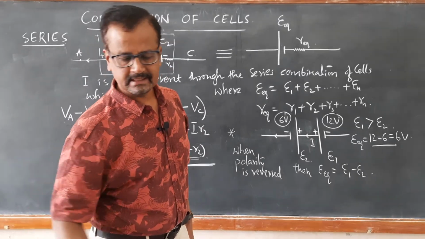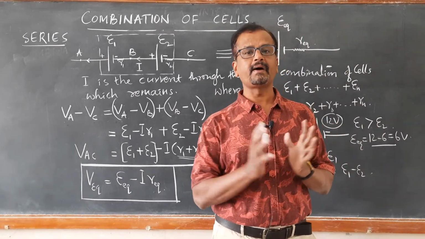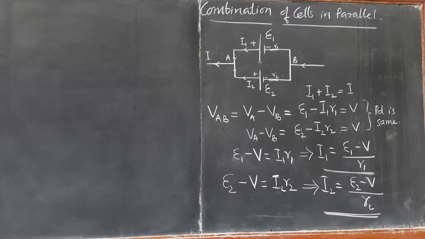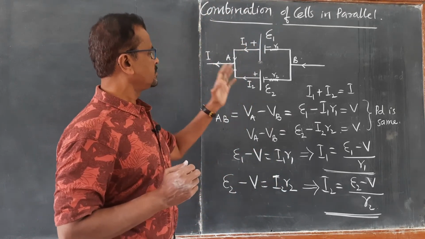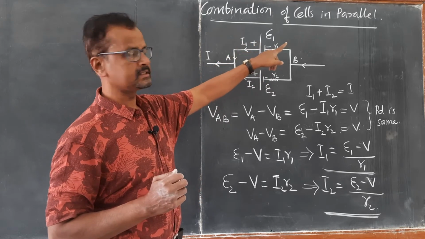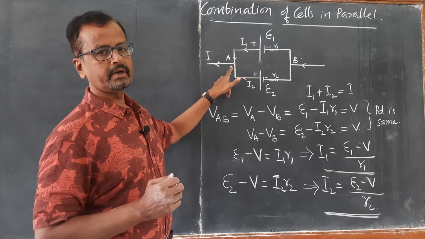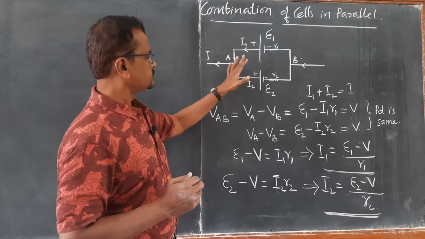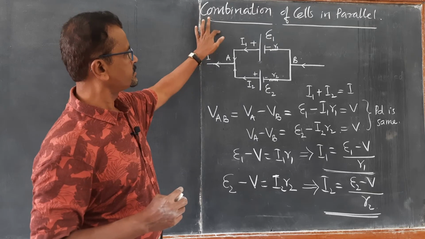Okay. Now we will discuss the equivalent EMF of the cells connected in parallel. Second connection. Now let us see what is the EMF of the cells when they are connected in parallel. Again, the same two cells E1, E2 of internal resistances R1 and R2 are taken. They are connected in parallel. Both the positive terminals are connected to one common terminal A. Both the negative terminals are connected to another common terminal B. Right? Then we can see these are said to be in parallel combination of cells.